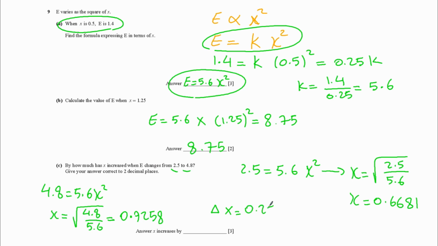But the answer that I need to write says give your answer correct to 2 decimal places. So if I round this to 2 decimal places, the final answer is 0.26. The 5 rounds up to 6 because the next number after 5 is 7.